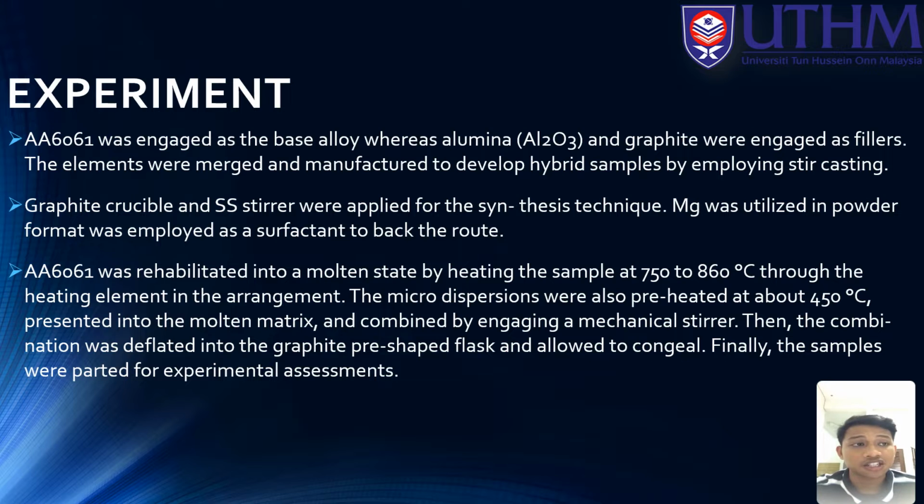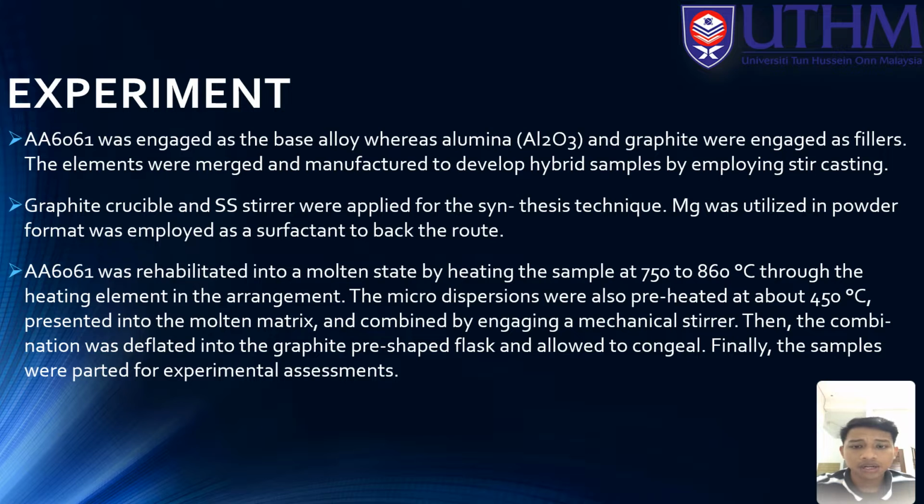Next slide is experiment. Aluminum 6061 is used as a base alloy with aluminum oxide (Al2O3) and graphite used as fillers. Hybrid elements were reduced and produced the developed sample using mixed material.